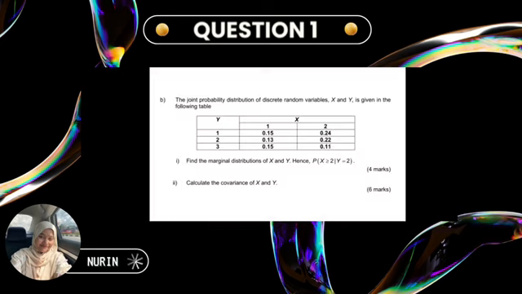So for question number B1, they want us to find the marginal distribution of X and Y, and hence find the probability of X equal to or more than 2 or Y equals 2.